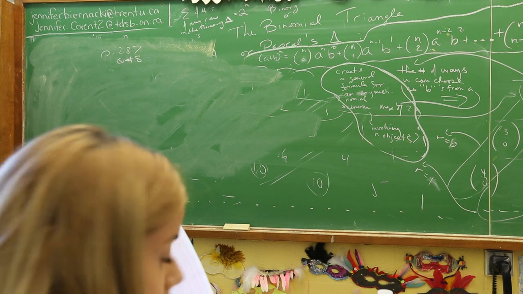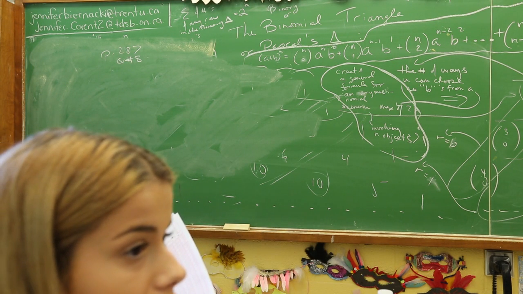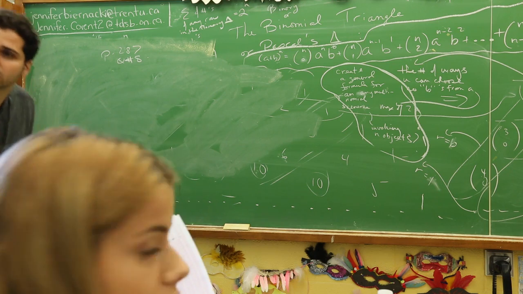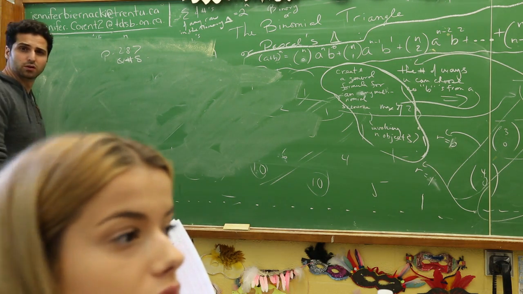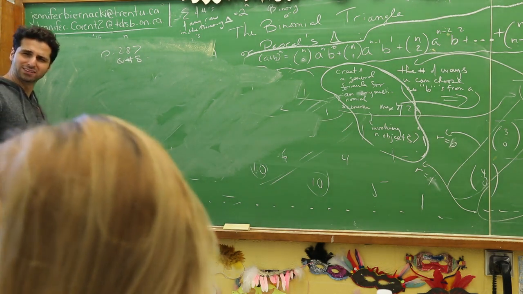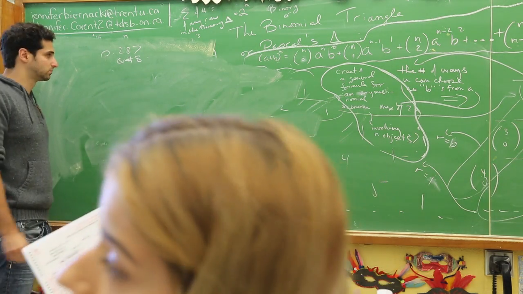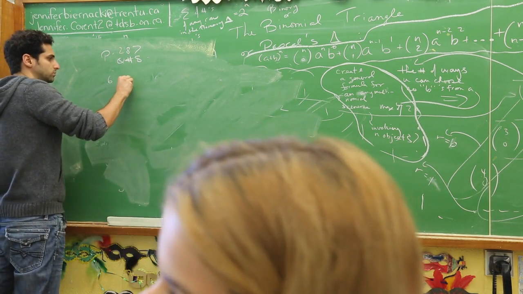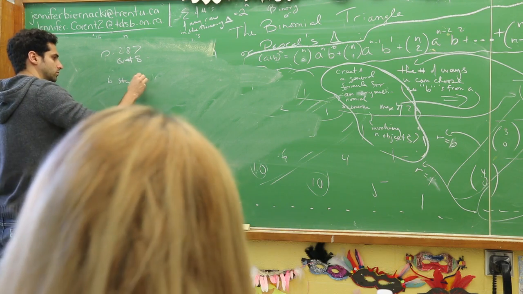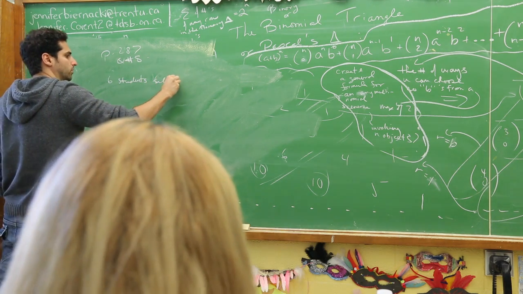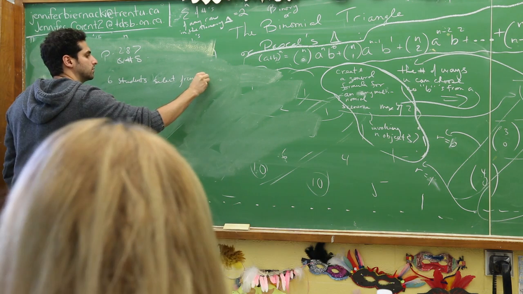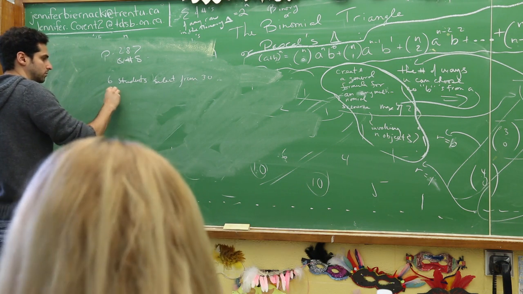What's question number 8? Is Nikita here? Question number 8: a project team of 6 students is to be selected from a class of 30. Part A. How many different teams can be selected?